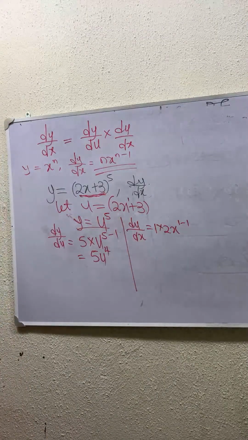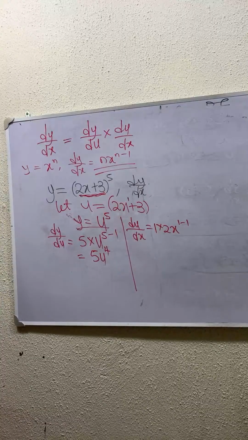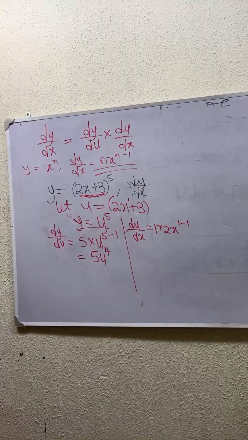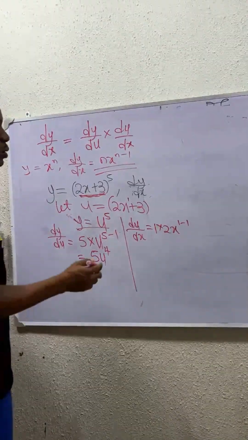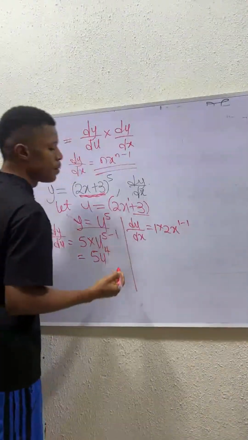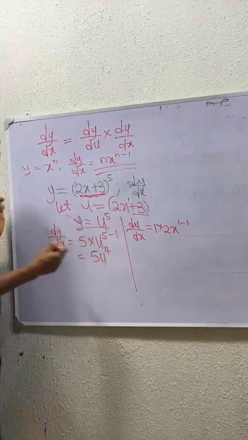Differentiating a constant gives us what? Is it 1 or 0? Differentiating a constant always gives 0. So here will be 0. Then 1 times 2 is what?